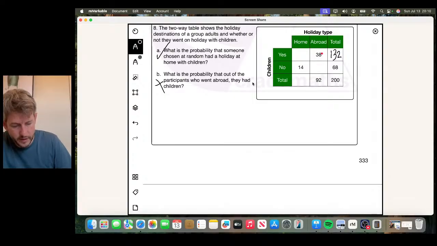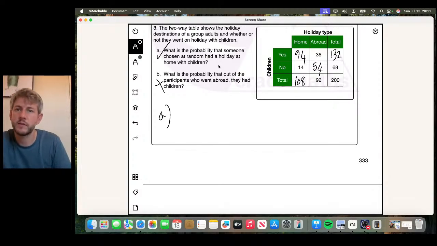what's this going to be? 84. 84 take away 30, 54. Yeah, that's right. And then here. And then, yeah, okay, fine. What is the probability that someone chosen at random had a holiday at home with children?